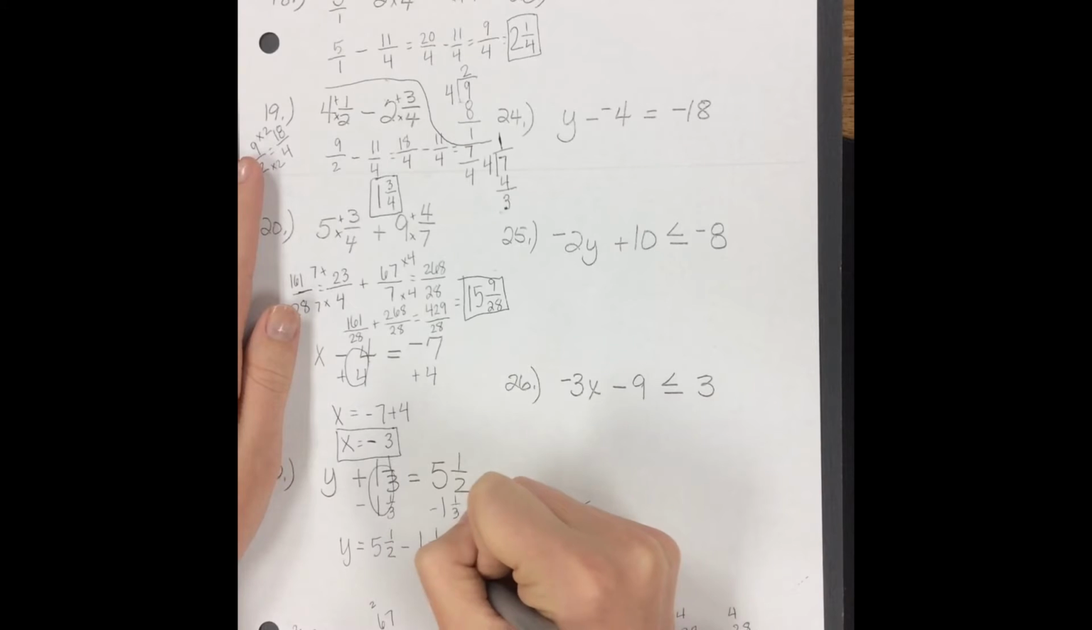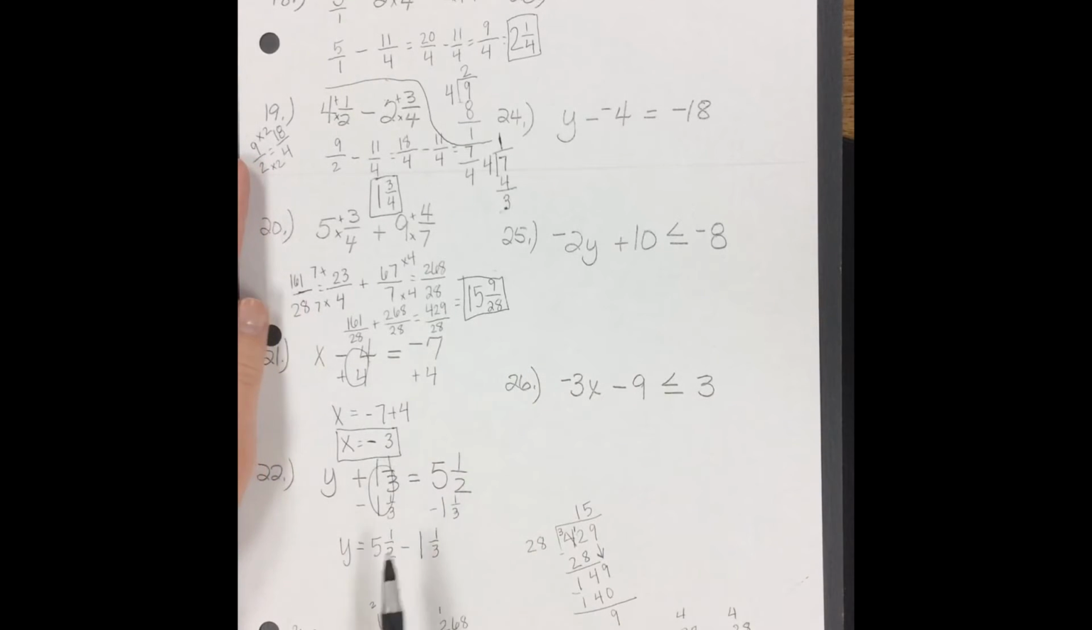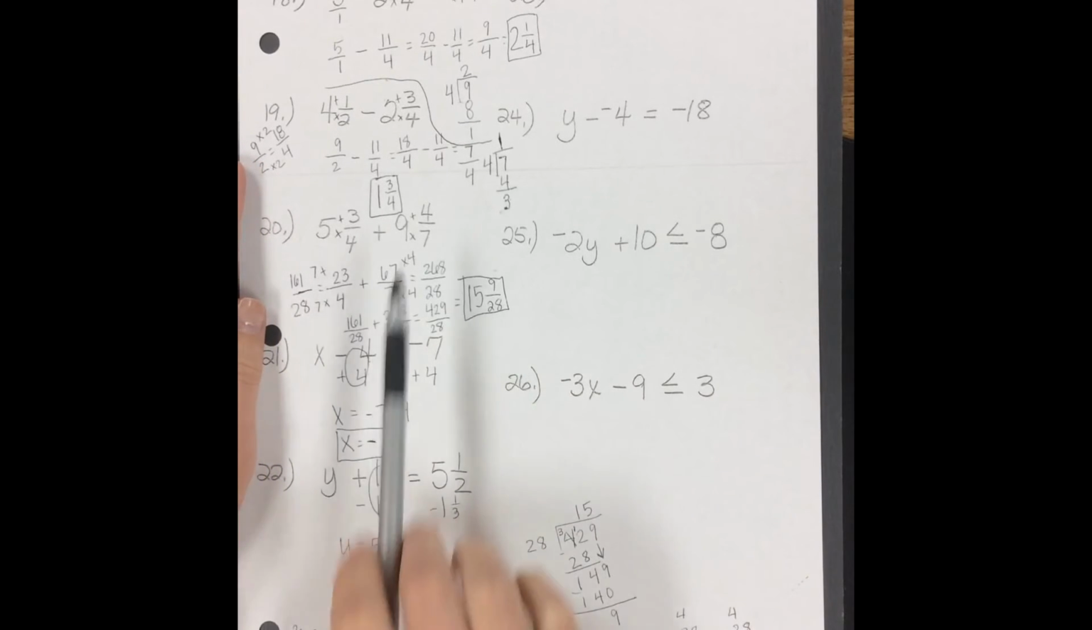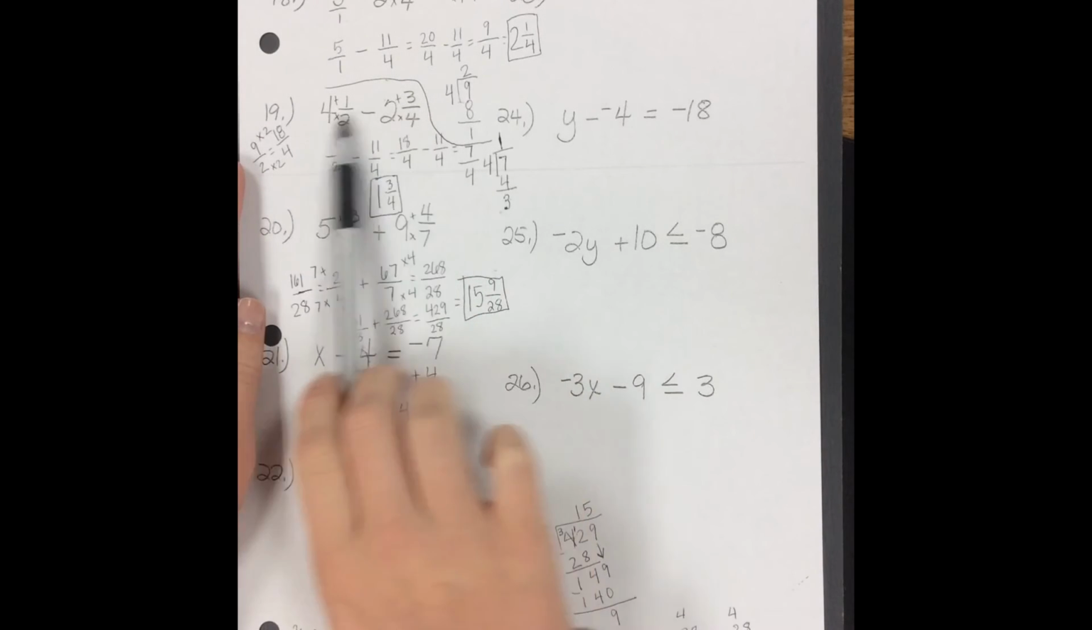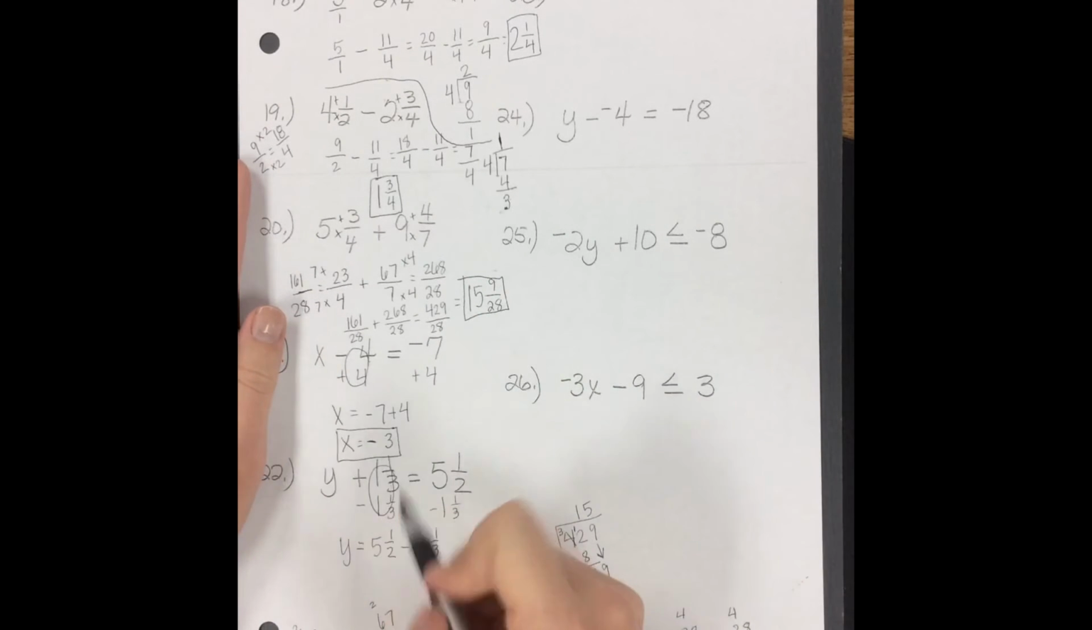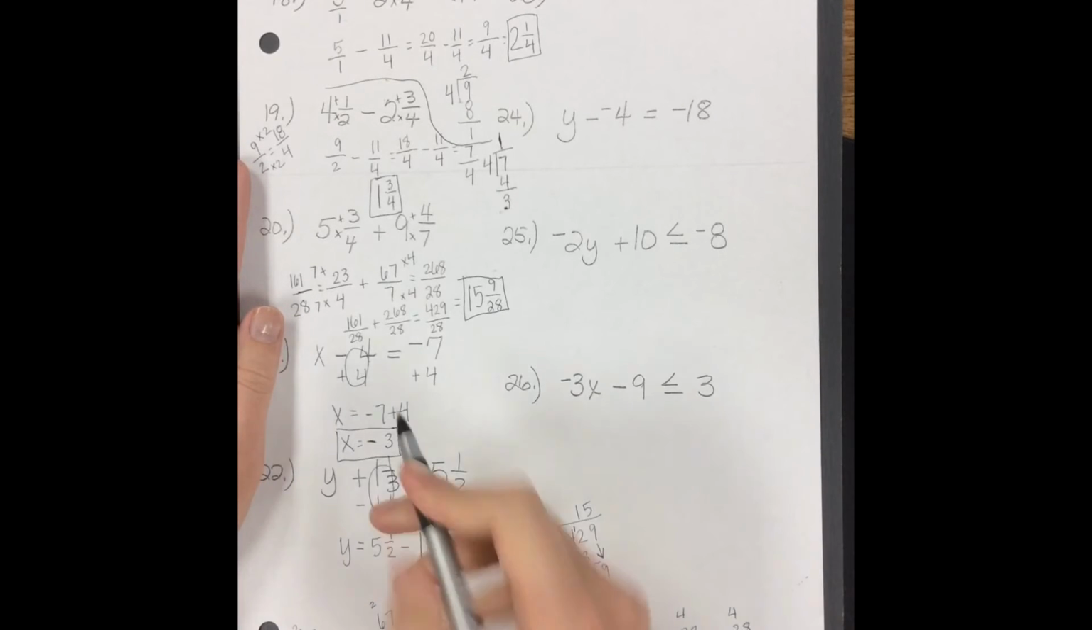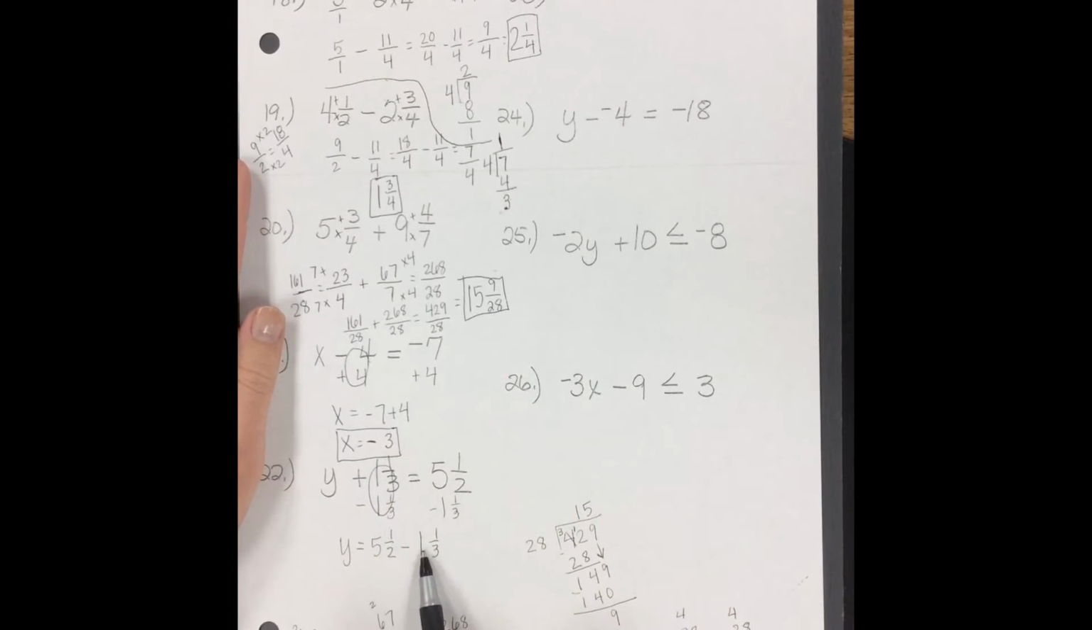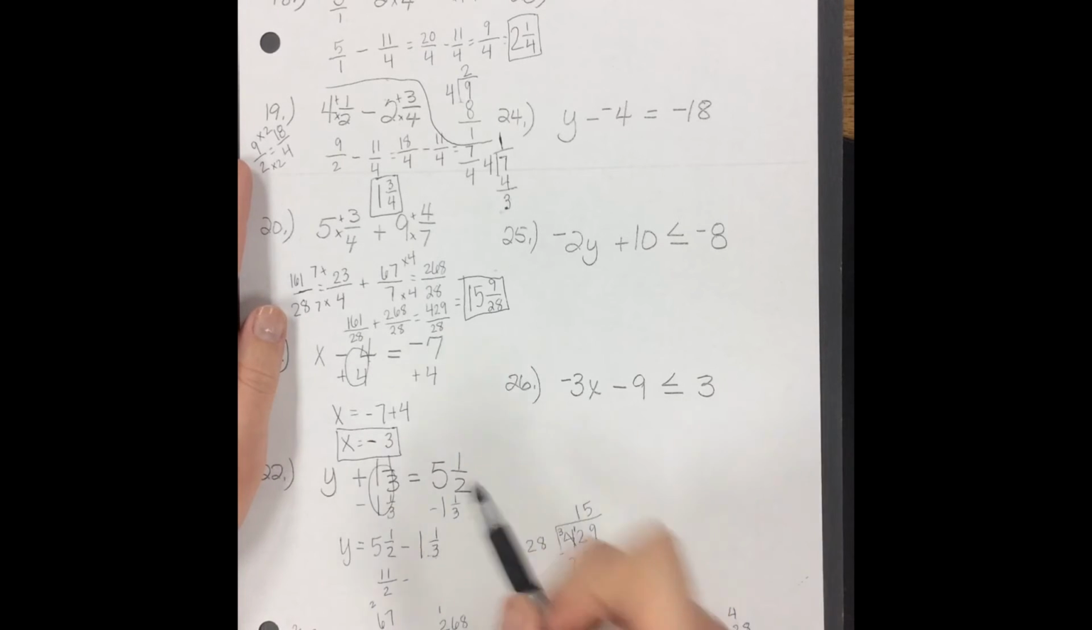minus 1 and 1/3. Okay, so now this problem is just like the subtracting fractions up here. Okay, so 5 1/2 minus 1 and 1/3. We need to change those to improper fractions using popcorn again. So 5 times 2 is 10, plus 1 is 11. 11 over 2 minus, so here's 1 and 1/3. 3 times 1 is 3, plus 1 is 4.